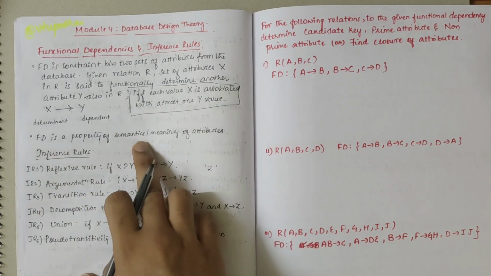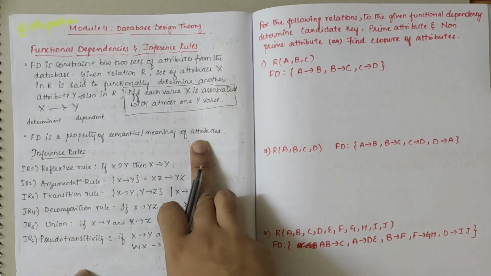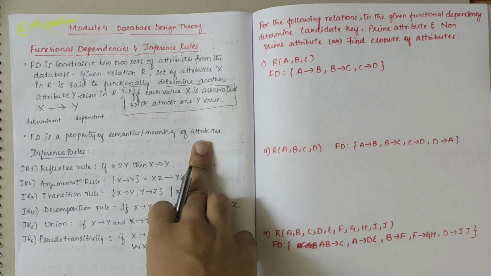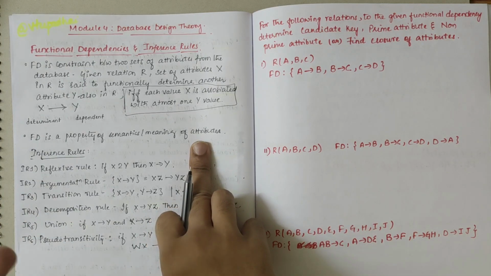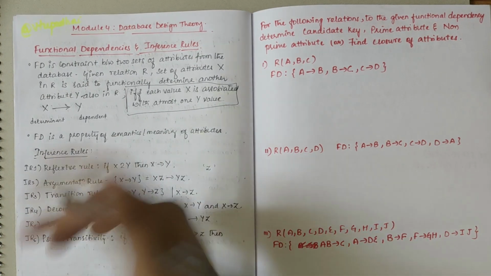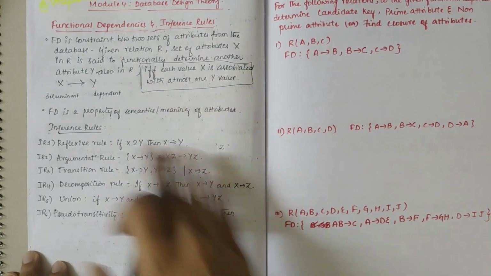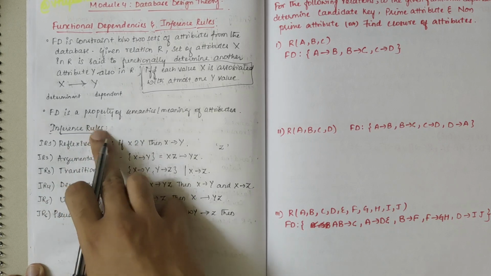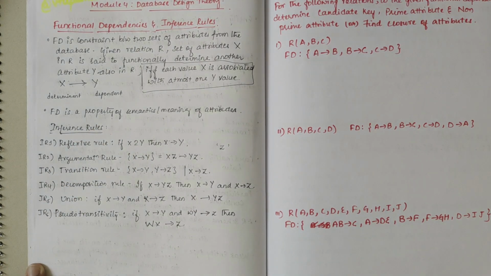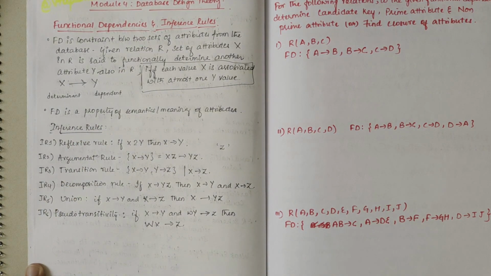It is a property of the semantics and meaning of attributes. By using functional dependencies, we can get to know the meaning of those particular attributes. This would be helpful in the normalization topic, which we will discuss further. Discussing inference rules, there are 6 inference rules majorly. We need to write the inference rules in the same order.